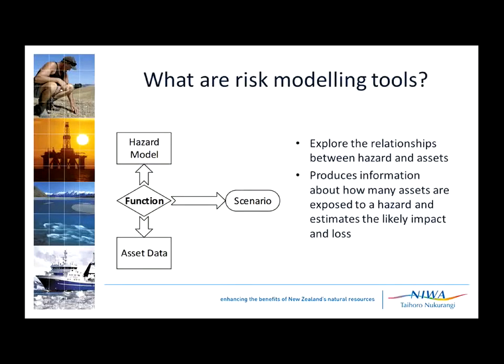So here you have a really simple outline of what RiskCAPE does. You've got the hazard model. So we bring together hazard models, bring in, oh, the arrow's facing the wrong way. Flip that. Bring in the asset information, and you've got your function in the middle there, which I'll explain. And then ultimately, you want to get this scenario, this estimation of what might happen. So it explores the relationship between the hazards and the assets, and it tells you maybe where things might be exposed and what the likely impact is.